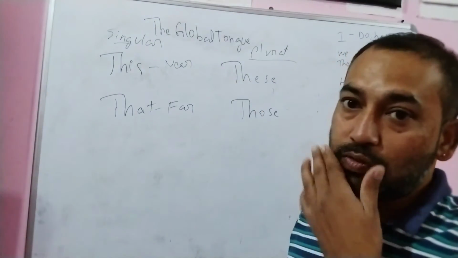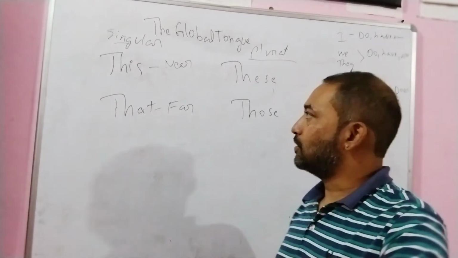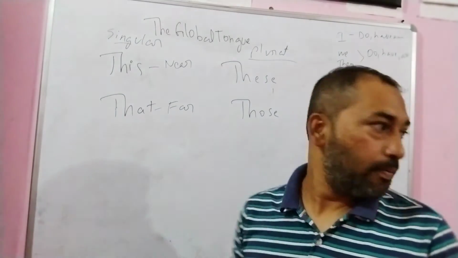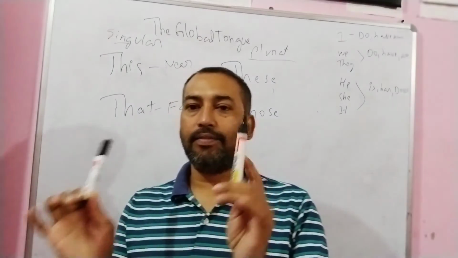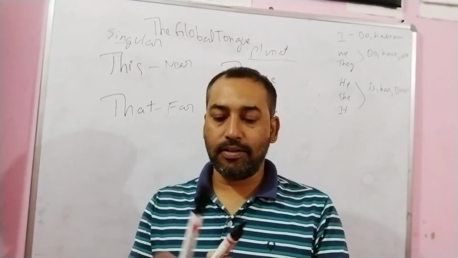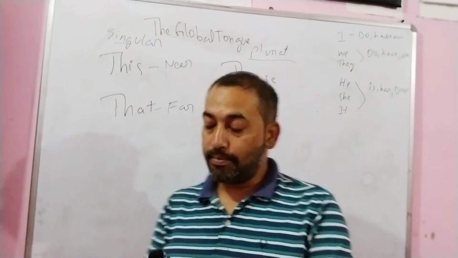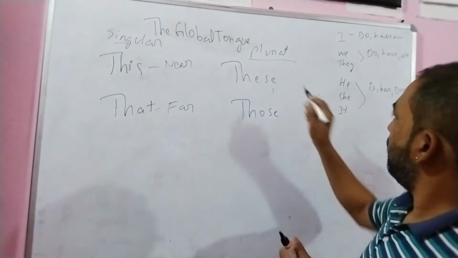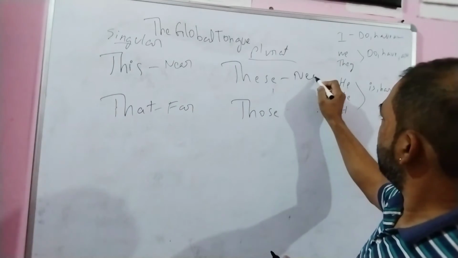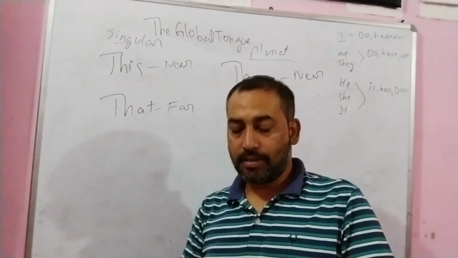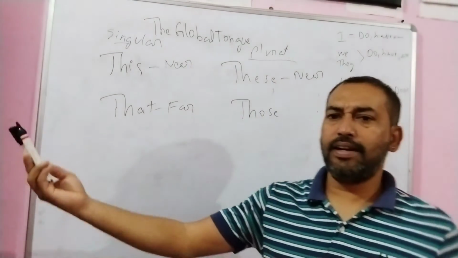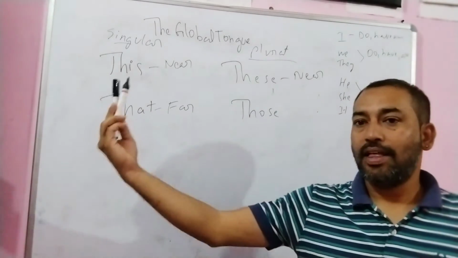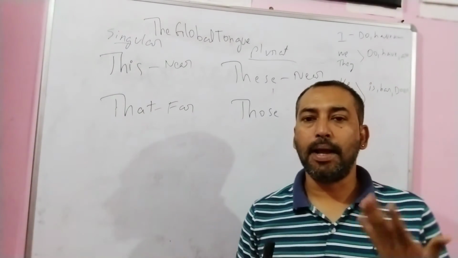Similarly, these is used for more than one item. So plural. Let me bring my second marker here. So I've got two markers here, so it's plural. So I have to use these. Plural items, and they are within your reach. So they are near and within my reach. I say these are my markers.